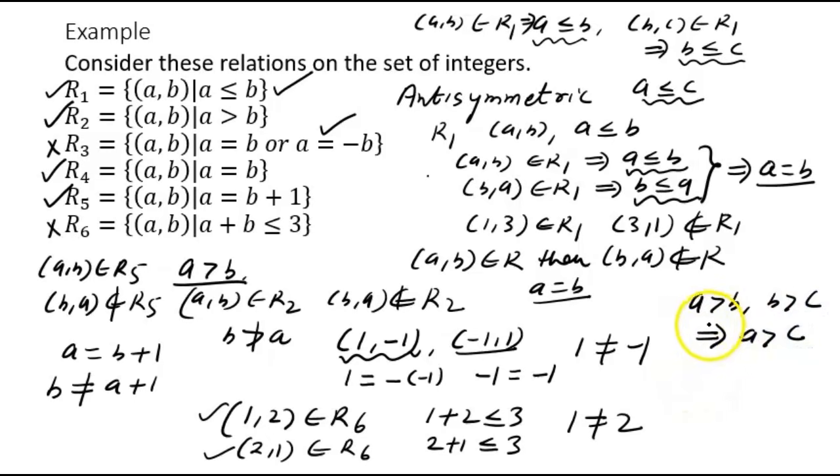So if (A, B) is in R2 and (B, C) is also in R2, then certainly (A, C) will be in R2 as well. So here you can similarly check about other relations also. For you, I leave this as an exercise, but before I end it, I want to tell you that here R1, R2, R3 and R4 are transitive.